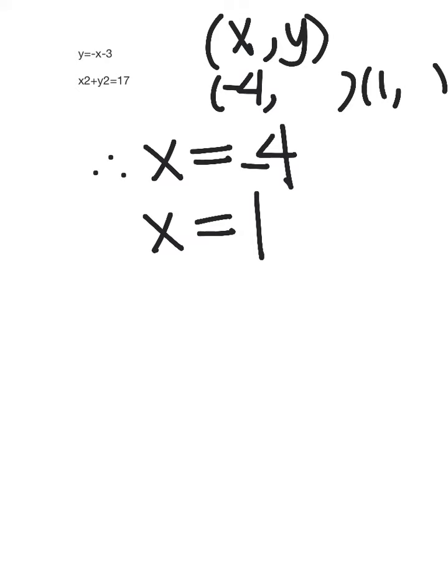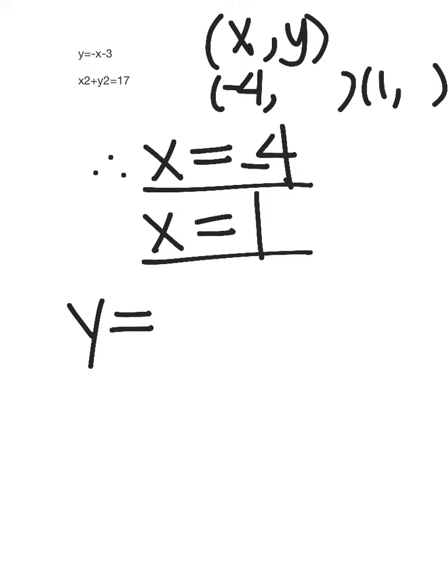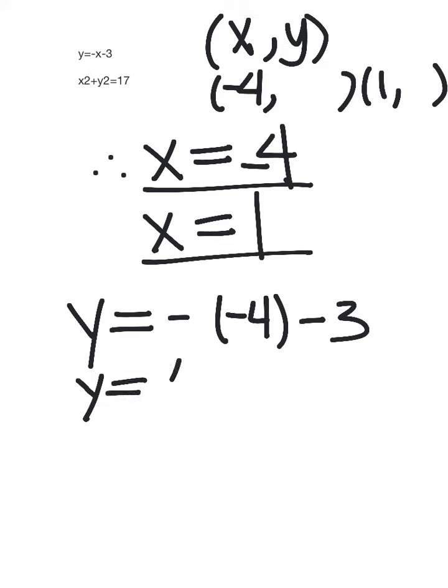To find the y, you would need to plug these x values back into one of the equations again. So if we plug in x for the first equation, the line equation, that would be y equals negative negative 4 minus 3, which means that y equals 4 minus 3. Y equals 1. We have the first value of y. So our first point that we have found is negative 4, 1.